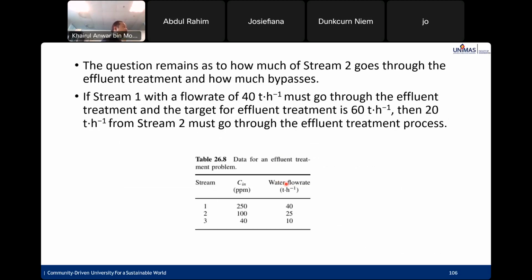The question remains as to how much of stream 2 goes through the effluent treatment and how much bypasses. Why? Because stream 2 falls under design rule 2, in which the concentration is at the pinch. So if the wastewater stream starts at the pinch concentration, then this stream is partially treated and partially bypasses the effluent treatment. There is a method shown before on how to calculate the amount of wastewater from group 2 to be treated.